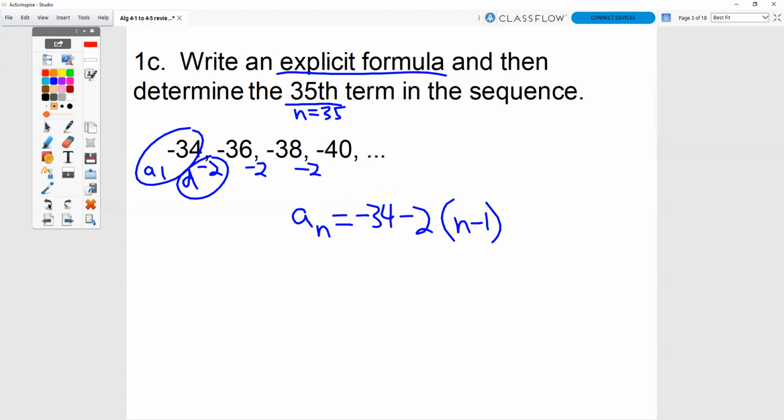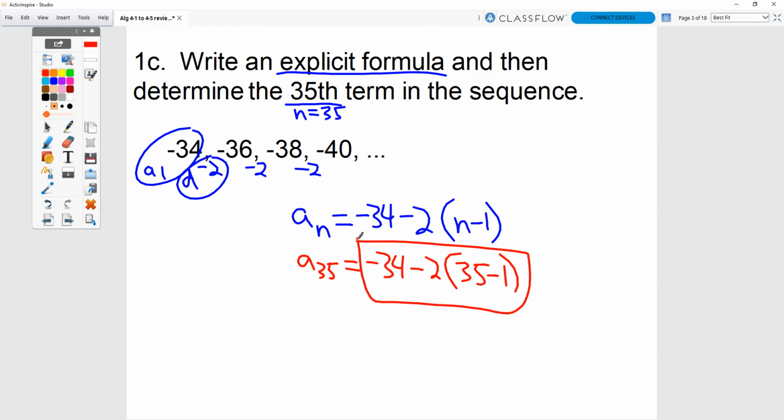But before we type it into the calculator, we want to find the 35th term. So a sub 35 equals -34 minus 2 times 35 minus 1. We need that 35 in there first before we type it into the calculator. Now you have that. Type it into the calculator. We get that the 35th term is -102.